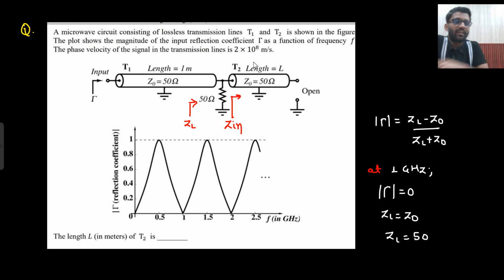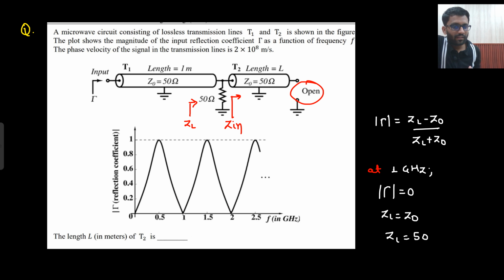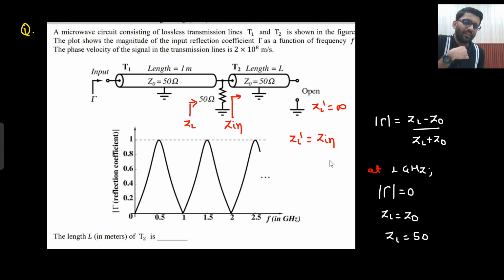Now when can Zin be infinity? This is your load impedance. Here this load is also infinity, no? If I call it ZL dash, that is also infinity. Now infinity should be coming at the input as infinity only. That means whatever is there at ZL dash, the same should be there at Zin. That means ZL dash should be equal to Zin. When can it happen? When your length is a multiple of lambda by 2. So you need to think like that in the examination.